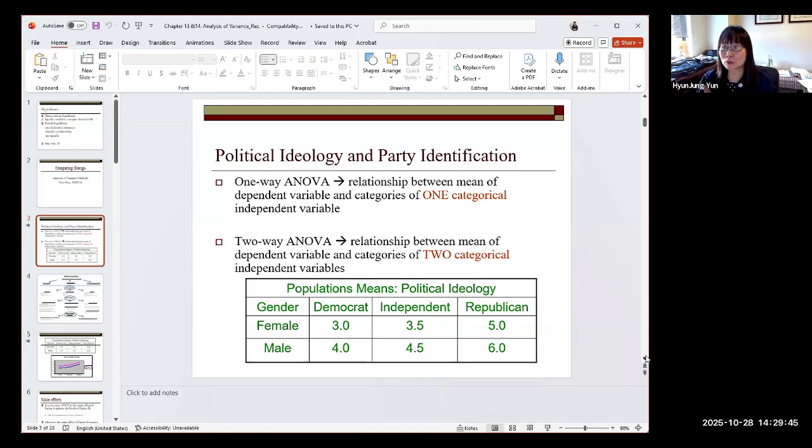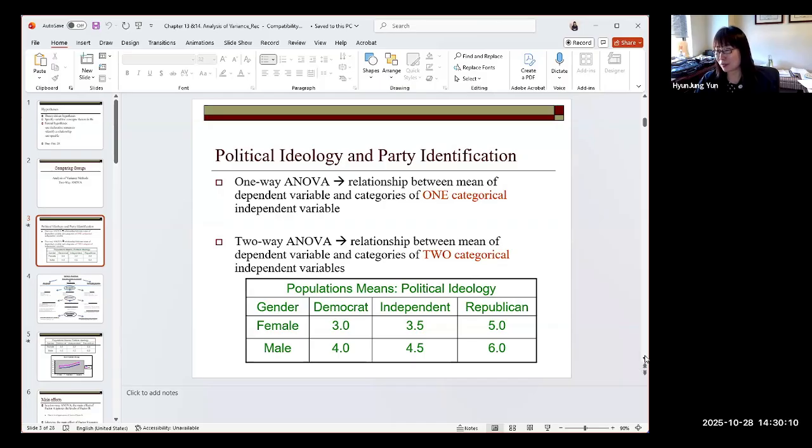One-way ANOVA only looks at one categorical independent variable, and two-way ANOVA is just like you see in the table here. You have two nominal categorical variables you want to look at, and how they combine together produces different tendencies of political ideology. So how are we gonna measure it?